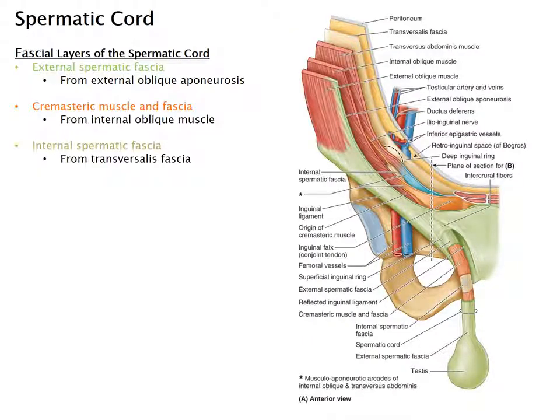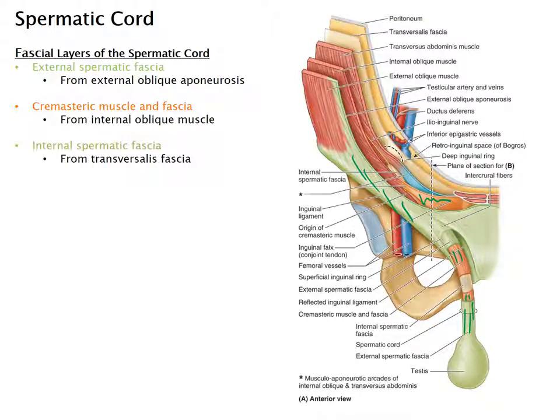Here is an image of all three fascial layers of the spermatic cord. The external spermatic fascia comes from the external oblique aponeurosis shown here in green. Notice how this aponeurosis extends onto the spermatic cord as the external spermatic fascia. The cremasteric fascia comes from the internal oblique muscle, shown here in orange. Here it is extending onto the spermatic cord as the middle layer of cremasteric fascia.